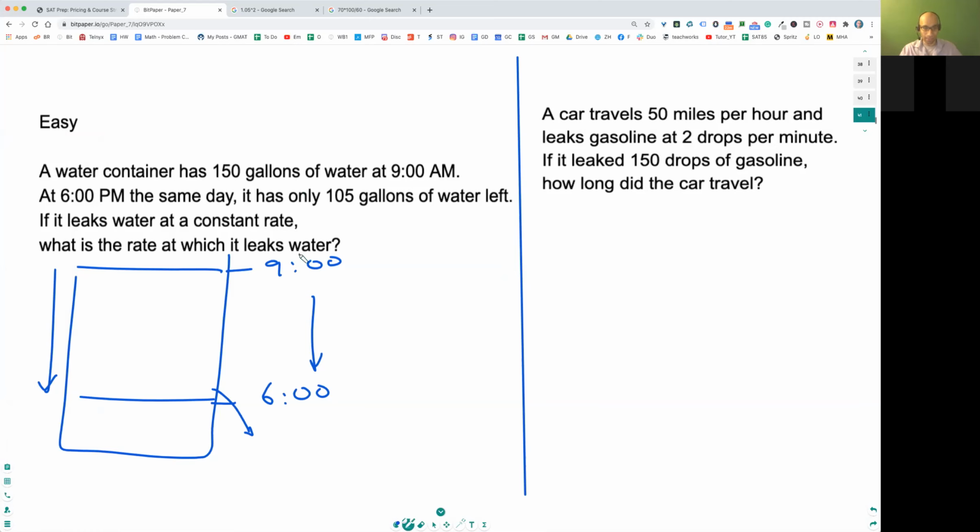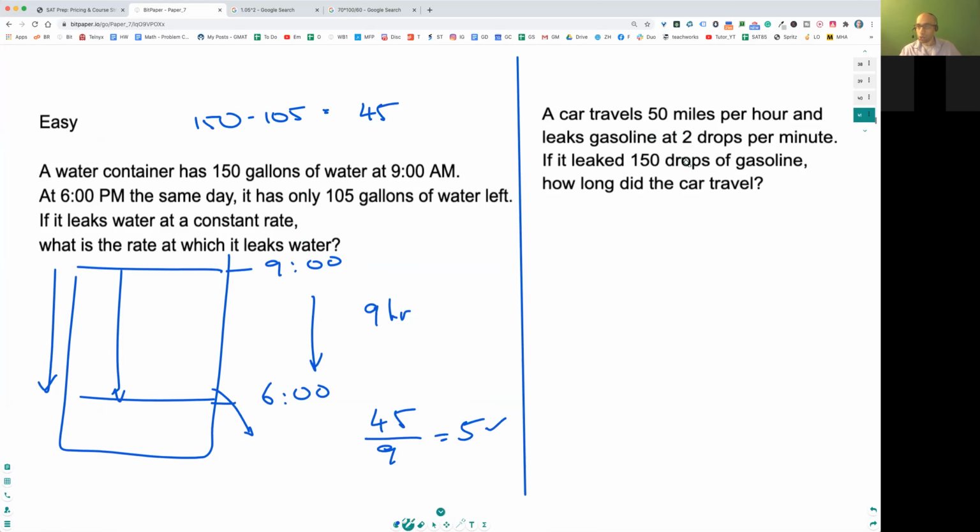So from 9 to 6, it's going to be 9 hours, right? 9 hours, and then the distance, how much water has leaked out? 150 minus 105, which is equal to 45. So 45 gallons have leaked out in 9 hours. So 45 over 9 is equal to 5. Or you can do the cross multiplication and get it as well. So this is a good one.